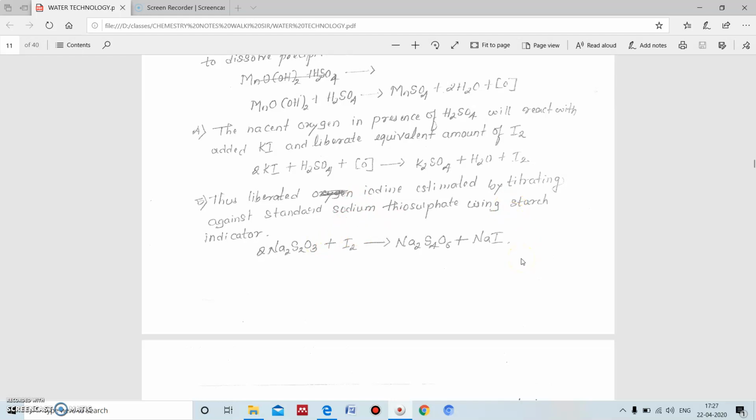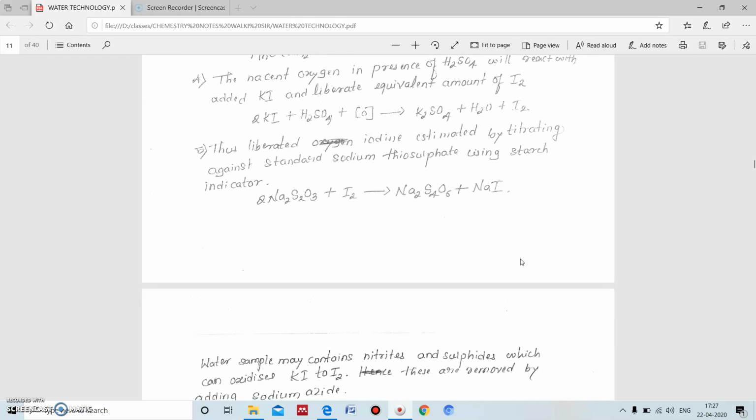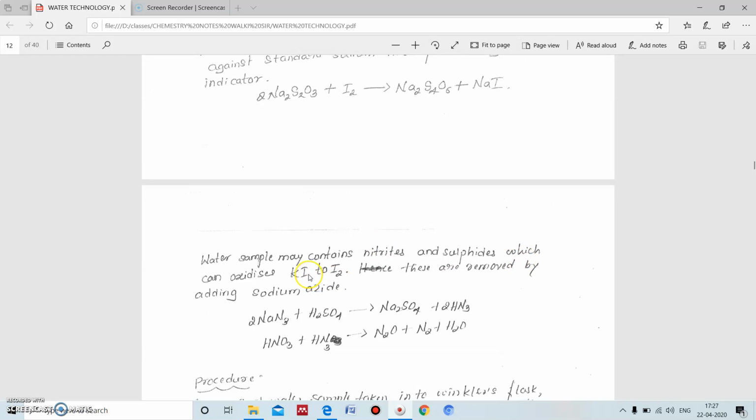and the calculation will be done. Here, many impurities present in the water can interfere in the determination of dissolved oxygen by converting potassium iodide into iodine. So impurities like nitrite or sulfides can convert the potassium iodide into iodine, but we need only the conversion of potassium iodide into iodine by oxygen. That means we need the oxidation of potassium iodide into iodine by oxygen. So this interference from impurities is avoided by adding sodium azide.